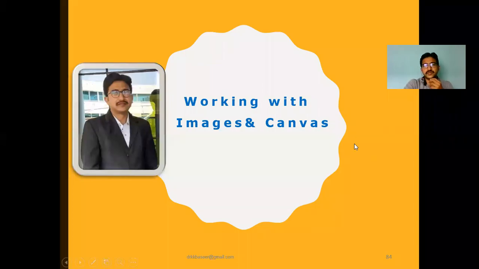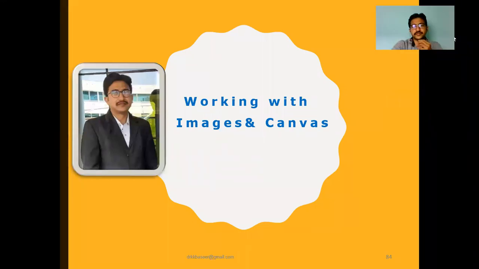Right. So welcome back. Today we are working with images and canvas. It's a very interesting and very useful type of tag we are going to use. The main difference between images and canvas is that with images we can use RGB colors to integrate into our HTML page, whereas with canvas we can add designs like rectangles and squares. So those are the two differences.